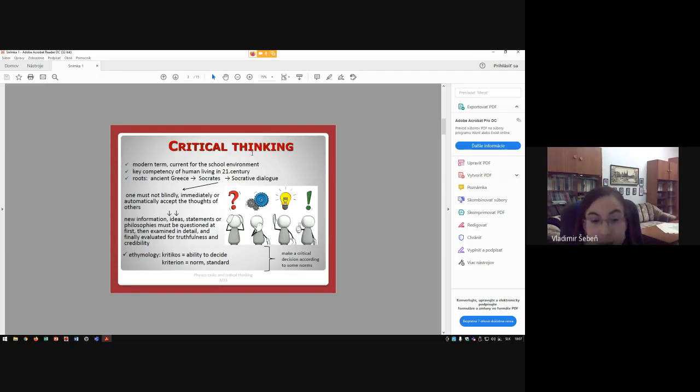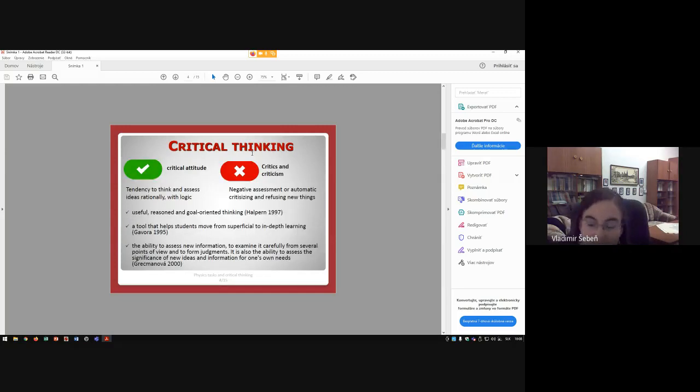As it comes to the etymology of the term critical thinking, it is also connected with Greece, with two words, kritikos and criterion. The first one means ability to decide, and the second one is a norm or a standard. So if we combine this together, we can get a definition of critical thinking, that it is the ability to make a critical decision according to some norms or some standards.